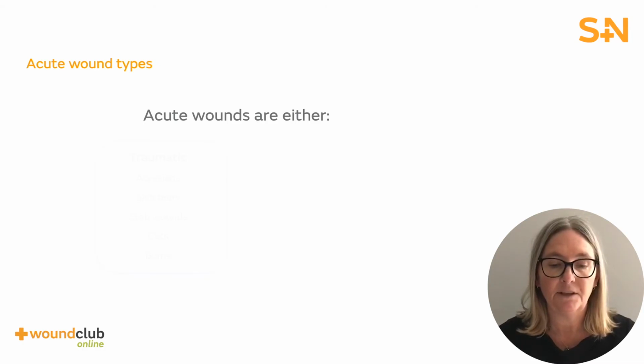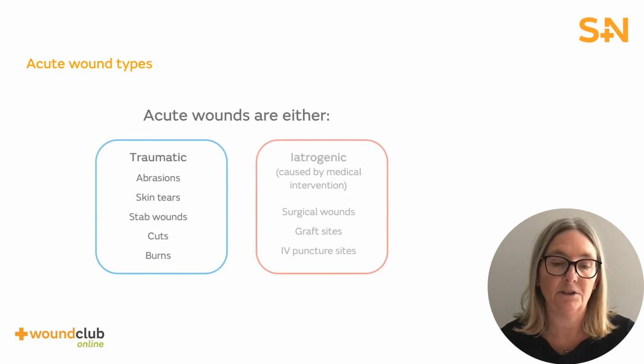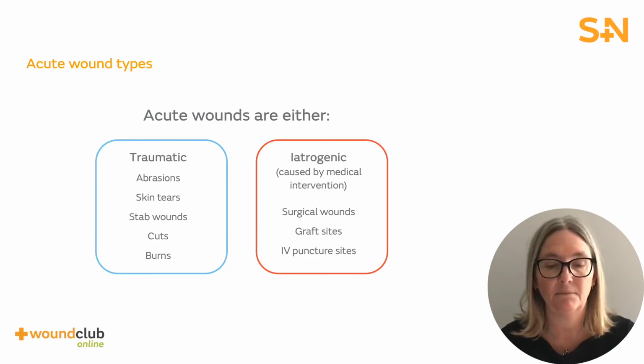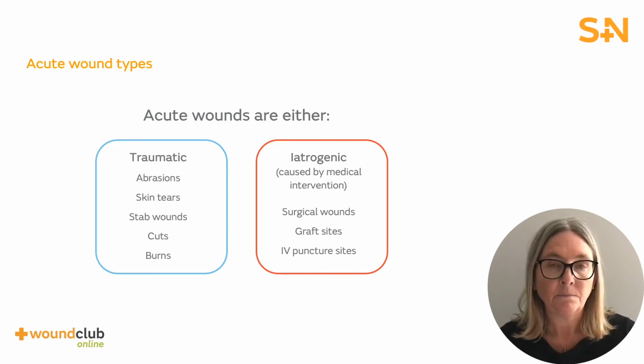Acute wounds can be defined in two categories, either traumatic or iatrogenic. Traumatic wounds are unintentional, with some examples being abrasions, skin tears and burns. Medical intervention will sometimes result in an acute wound, and these are known as iatrogenic wounds. Examples of these are grafts or IV puncture sites.